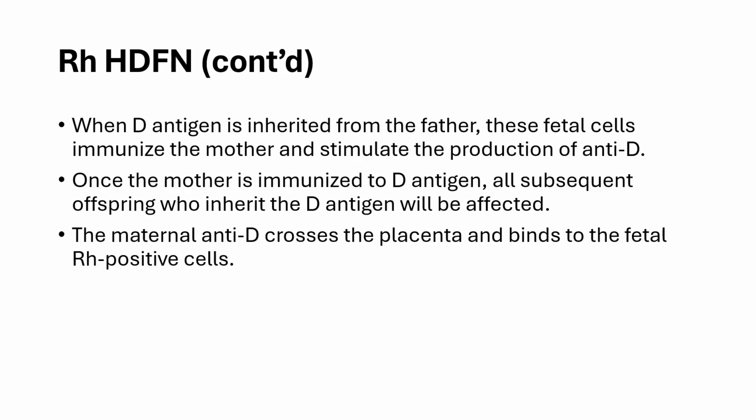When the fetus inherits the D antigen from the father, fetal red blood cells can immunize the Rh negative mother. This leads to the production of anti-D antibodies by the mother. Once the mother is sensitized, all subsequent Rh positive offspring are at risk. Maternal anti-D antibodies cross the placenta and bind to fetal Rh positive red blood cells, causing their destruction.